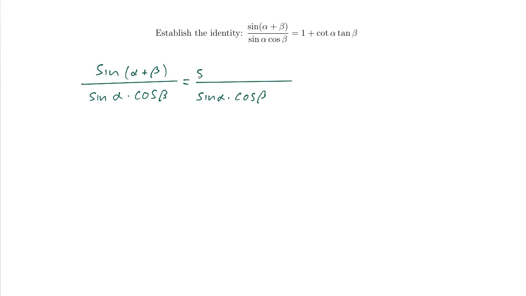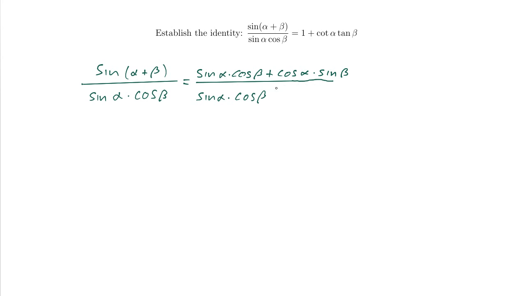So the sum formula says you do sine of the first angle, alpha, times cosine of the second angle, beta. Sine with a plus, that would be a plus between them. So plus cosine of the first angle, cosine of alpha, times sine of beta.